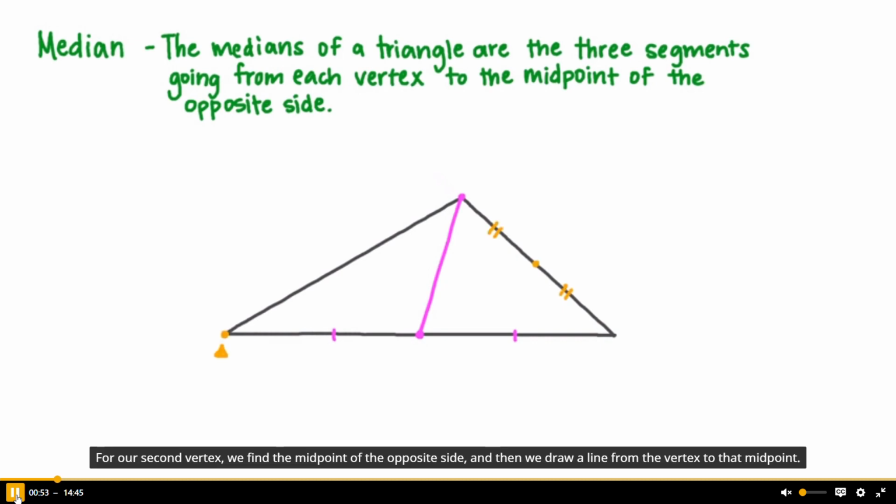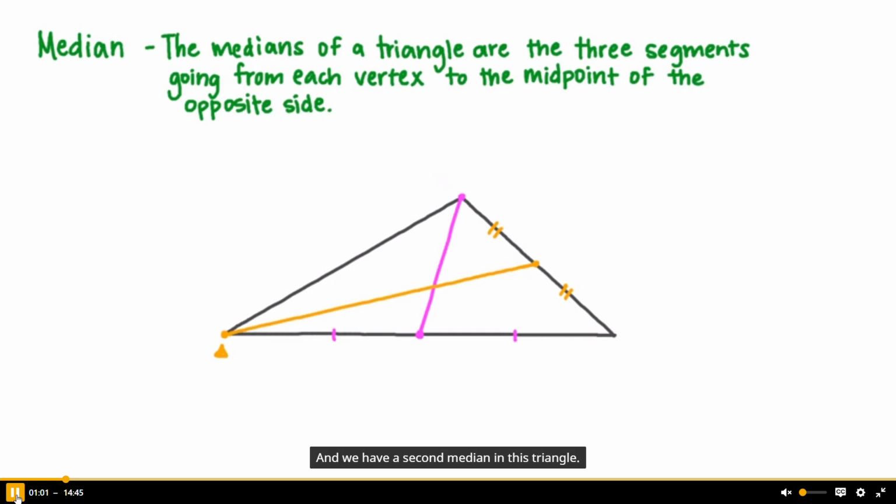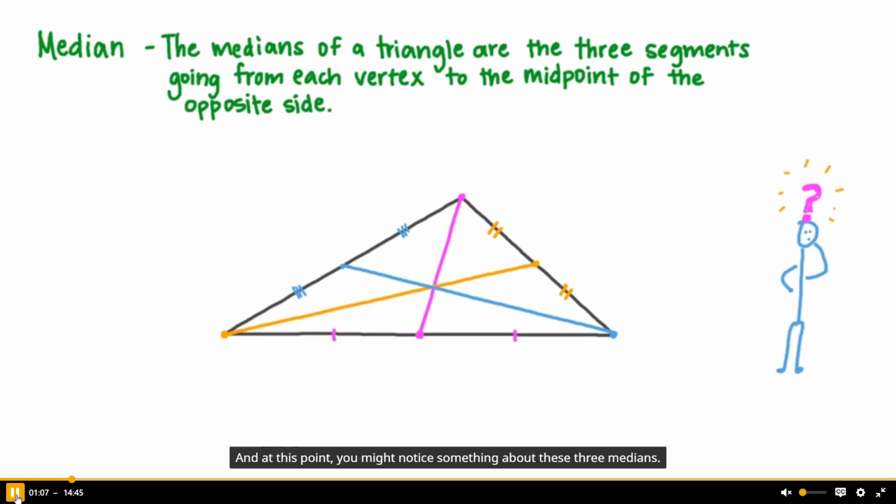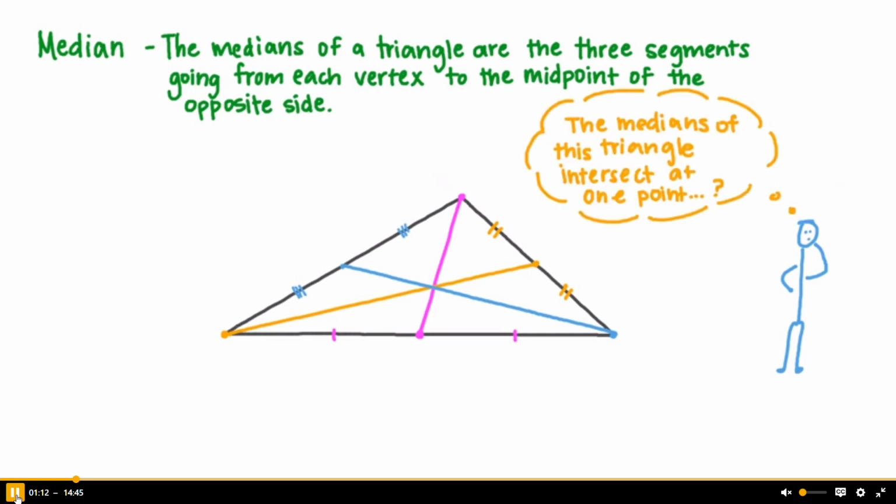For our second vertex, we find the midpoint of the opposite side, and then we draw a line from the vertex to that midpoint. And we have a second median in this triangle. And here is the third one. And you might notice something about these three medians.